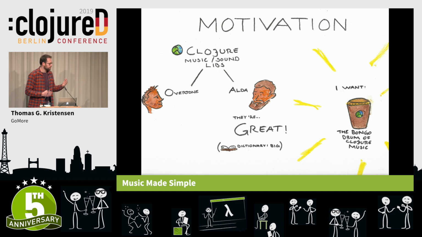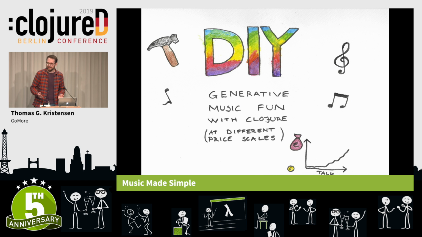One of the things about Overtone and Elder is they represent the end of the journey of two great Clojure programmers, of their explorations of music. And it's very difficult to pick up where they left off. It has their flavor. And I want to start my own journey. This talk is a DIY guide for you to make stuff yourself.